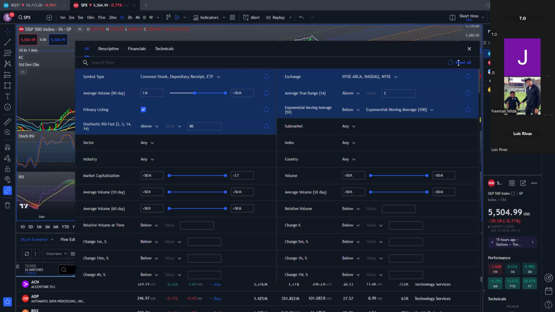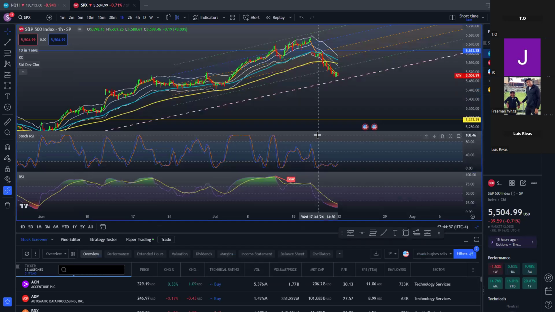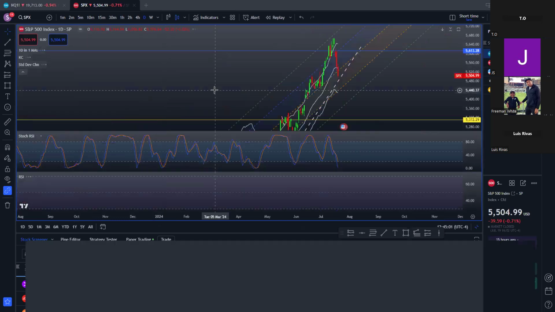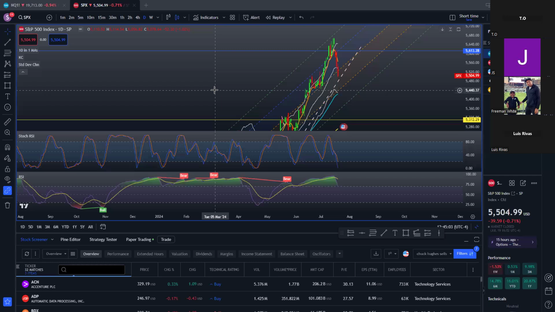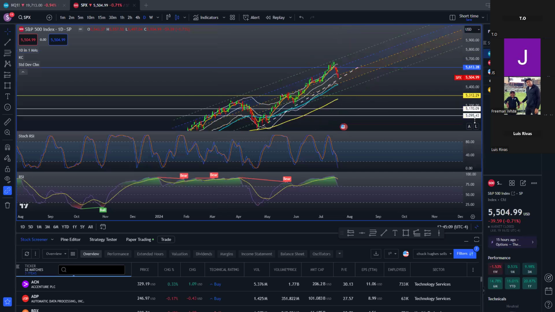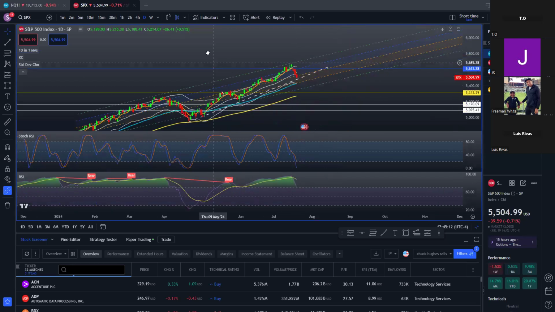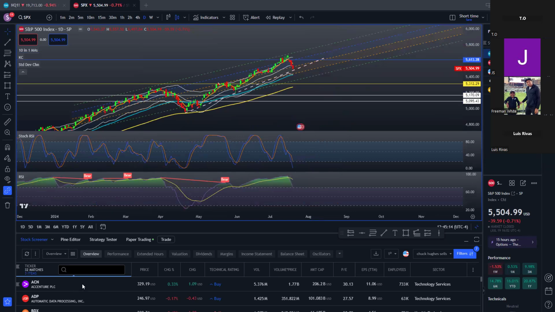And that way I can go look for stuff on the daily where I can take some plays to the upside or to the downside if it has all my criteria, right? So let's go through some of those and see what we get. Seeing that we're still going to the upside, let's do the Chuck Hughes buys first.